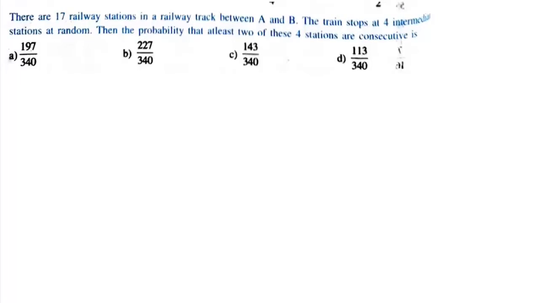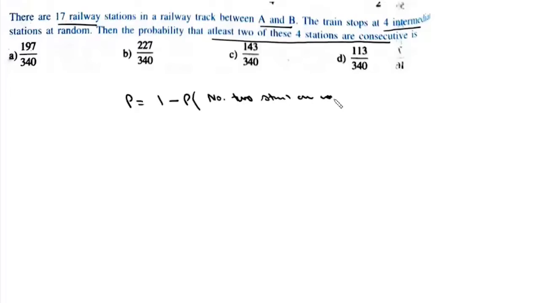Now the question is, there are 17 railway stations on a railway track between A and B. The train stops at 4 intermediate stations at random. Find the probability that at least 2 of these 4 stations are consecutive. So what we'll do is, we'll do it with the exclusion. So we'll find this probability as 1 minus the probability that no 2 stations are consecutive.